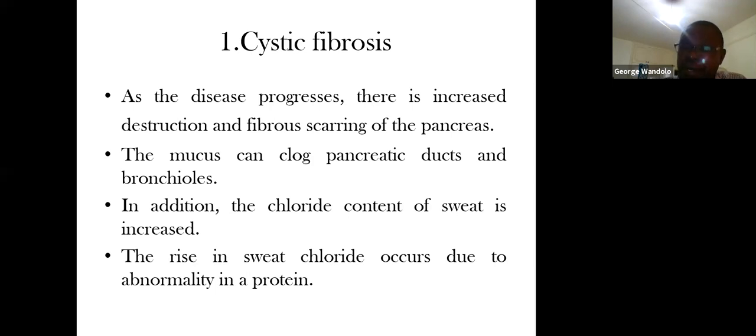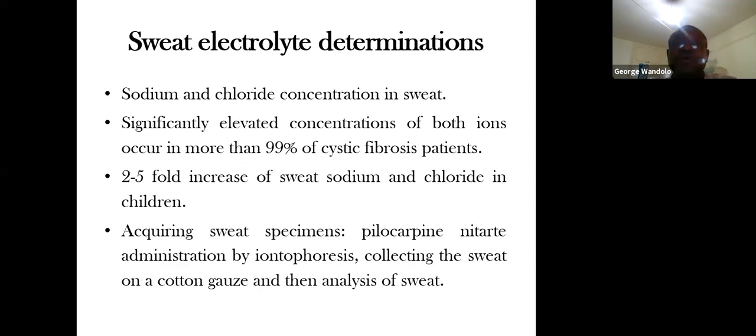The fluid part is retained. So sodium and chloride concentration in sweat is the main determinant of this cystic fibrosis. Significant elevation of the concentration of both ions occurs in 99% of patients who have cystic fibrosis. So this is the diagnostic test that we have for cystic fibrosis, for any of the glands, okay? A 2 to 5-fold increase of sweat sodium and chloride is present in children. So in children, we have an increase of 2 to 5-fold, okay?